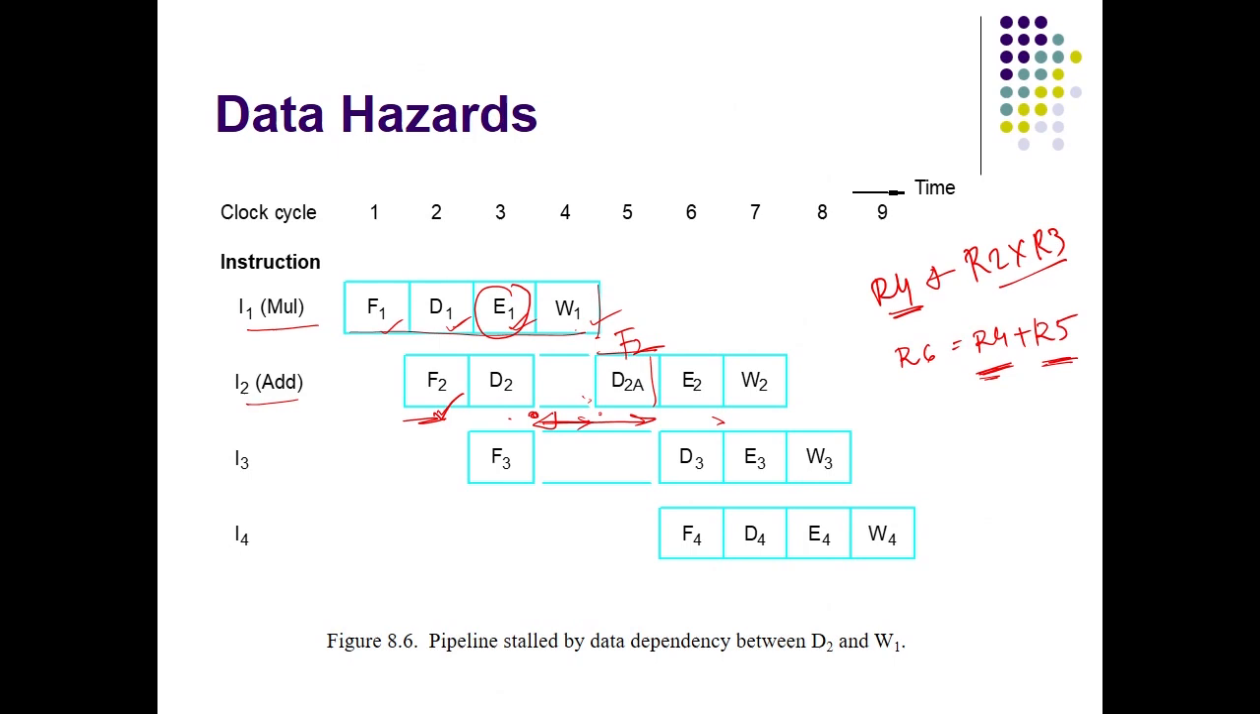Ideally, what should have been done? D2, then it will be E, and then when E, this will be D, and then when it is write back, it should be execution. So, these 2 cycles will be wasted. 2 cycles are stalled. Why? Because there is a data dependency. So, now we will solve this problem.